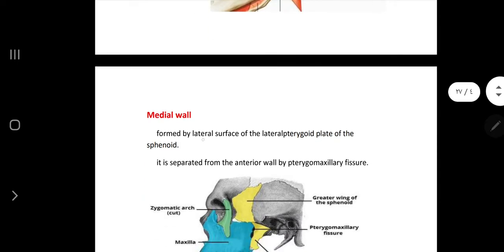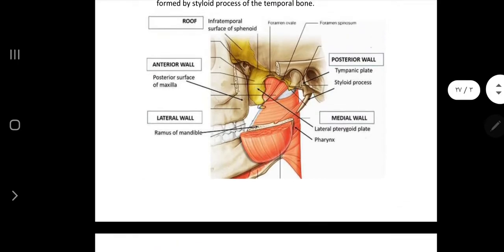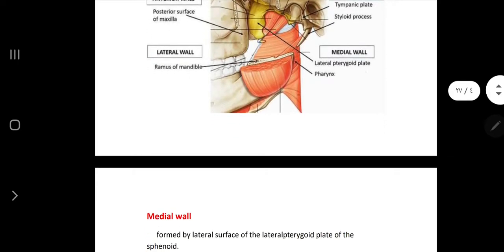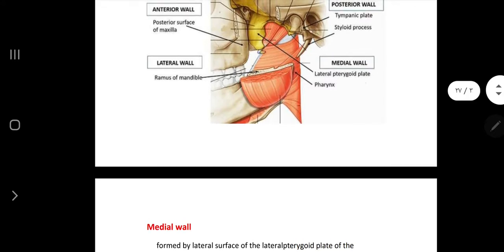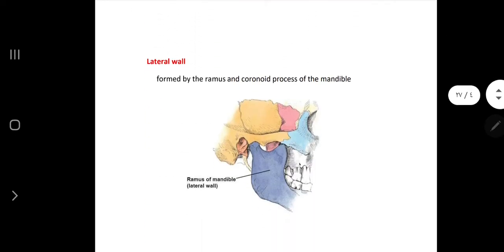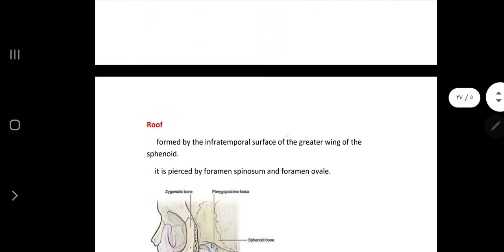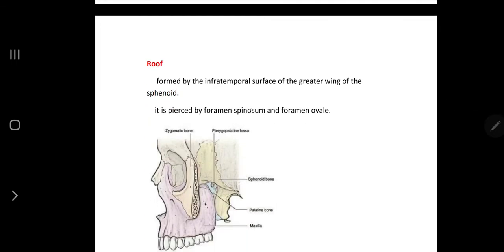The medial wall formed by lateral surface of the lateral pterygoid plate of the sphenoid. هذا الميديال wall، هذا من lateral surface of lateral pterygoid. Lateral wall formed by ramus of the mandible and coronoid process. الروف يتكون من infratemporal surface of the greater wing of the sphenoid.